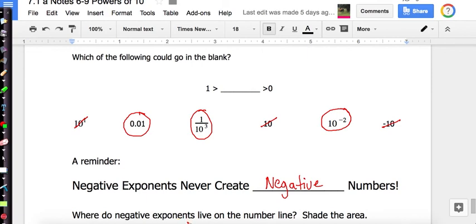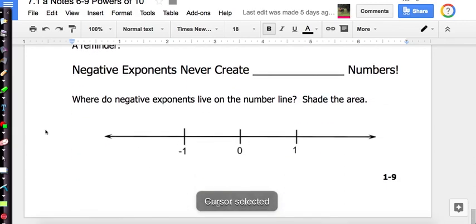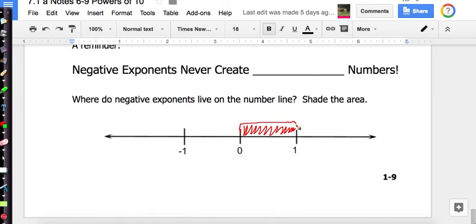And it says, where do negative exponents live on the number line? Shade the area. So we just said they lie between what two numbers? Good, 0 and 1. So we are going to shade in this section right here. So let's just color in this section.